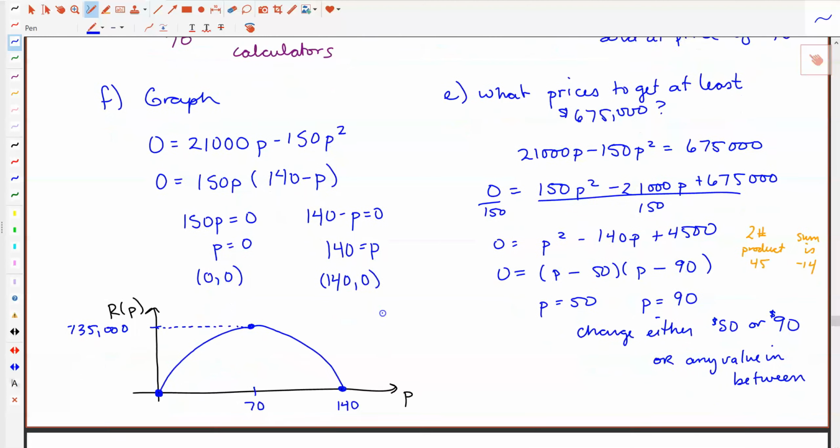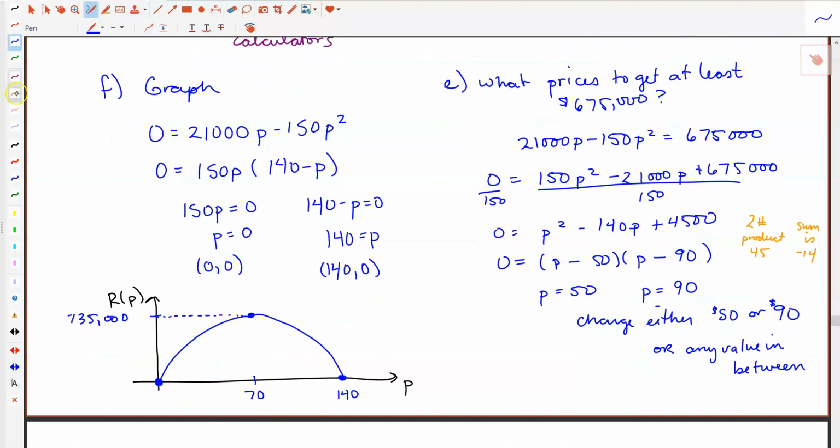So maybe if we come over here to our graph to see what's going on. So here would be 50, and here would be 90. Okay, and then coming across over here, we'd be at the 675,000. Okay, so then we can see then that we'll hit our target revenue at those two values, but if I go anywhere between them, I'll be in this kind of upper region where I would be making more than the 675,000. All right, so that finishes example 1.